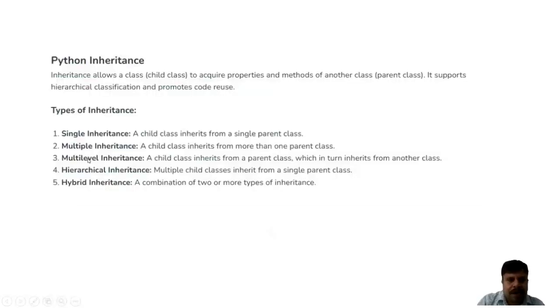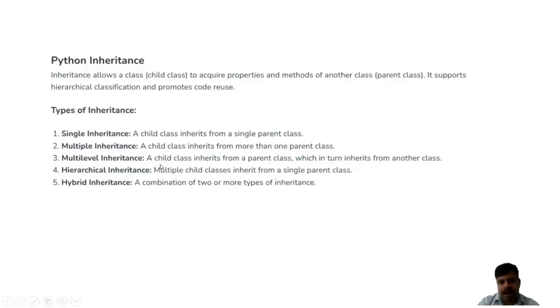Clear? Next, Python inheritance. You know inheritance? Inheritance is nothing but it allows a child to acquire the properties of the parent. Similarly, inheritance allows a class to acquire properties and methods of another class. It supports hierarchical classification and promotes code reuse. In Python, we have single inheritance, multiple inheritance, multi-level inheritance, hierarchical inheritance, and hybrid inheritance. In single inheritance, a child class inherits from a single parent class. In multiple inheritance, a child class inherits from more than one parent class.